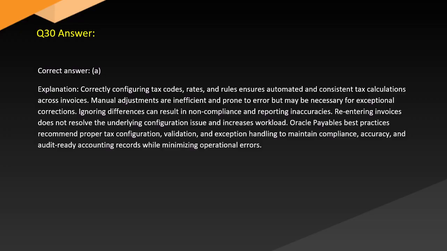Answer. Correct answer. A. Explanation. Correctly configuring tax codes, rates, and rules ensures automated and consistent tax calculations across invoices. Manual adjustments are inefficient and prone to error but may be necessary for exceptional corrections. Ignoring differences can result in non-compliance and reporting inaccuracies. Re-entering invoices does not resolve the underlying configuration issue and increases workload. Oracle Payables best practices recommend proper tax configuration, validation, and exception handling to maintain compliance, accuracy, and audit-ready accounting records while minimizing operational errors.